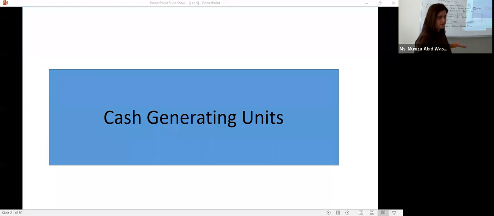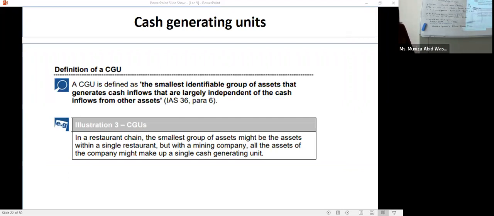Now the principle of impairment is going to remain the same in the case of cash generating units as well. We are going to compare carrying value with the recoverable amount. If the carrying value of the cash generating unit is more than its recoverable amount, then there is an impairment. But how are we going to measure it, and how are we going to recognize it? That thing is going to be different. So let's have a look at this portion now.